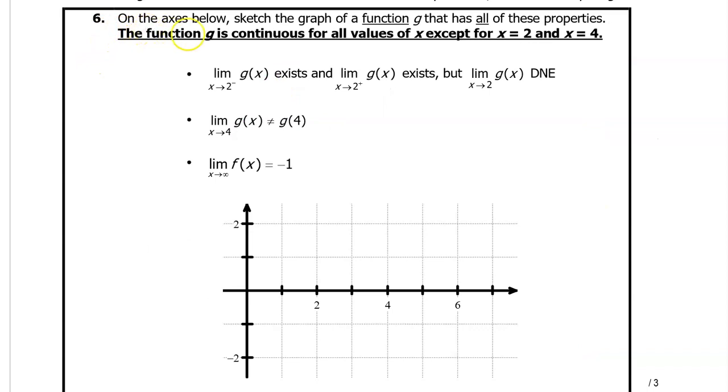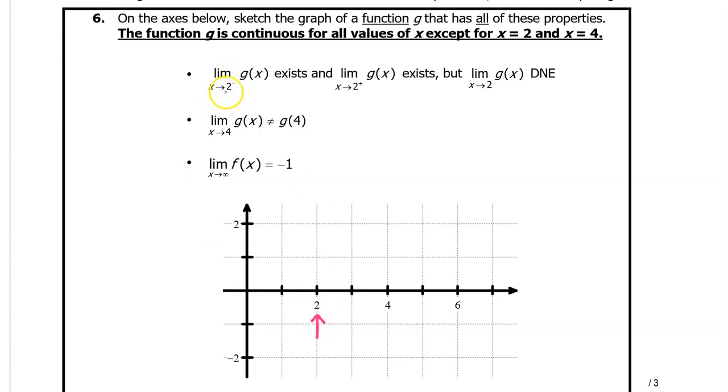Number 6. On the axes below, sketch the graph of a function g that has all of these properties. The function g is continuous for all values of x except for x equals 2 and x equals 4. So our first condition is that the limit as x approaches 2 from the left exists, and the limit as x approaches 2 from the right also exists, but the overall limit does not exist. Here is the x value of 2.